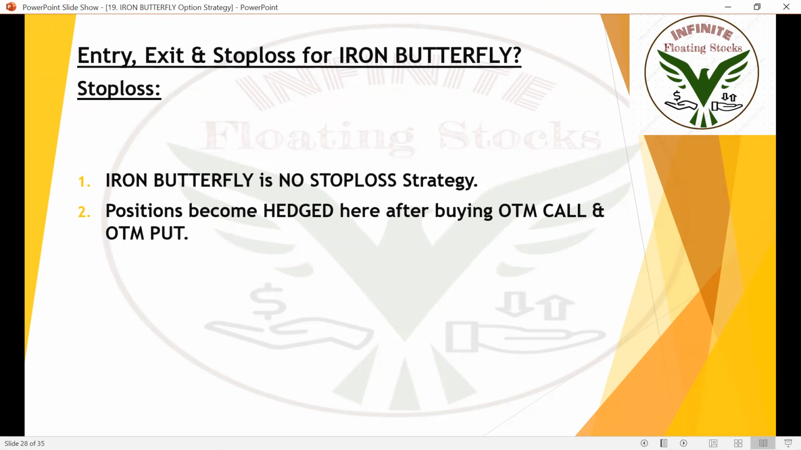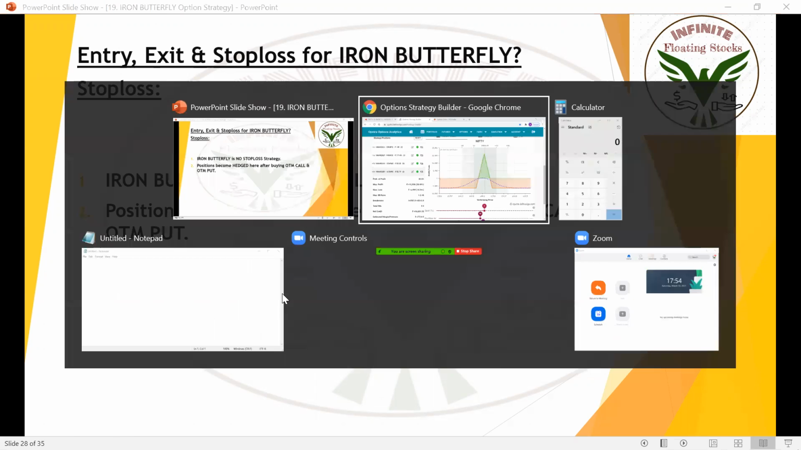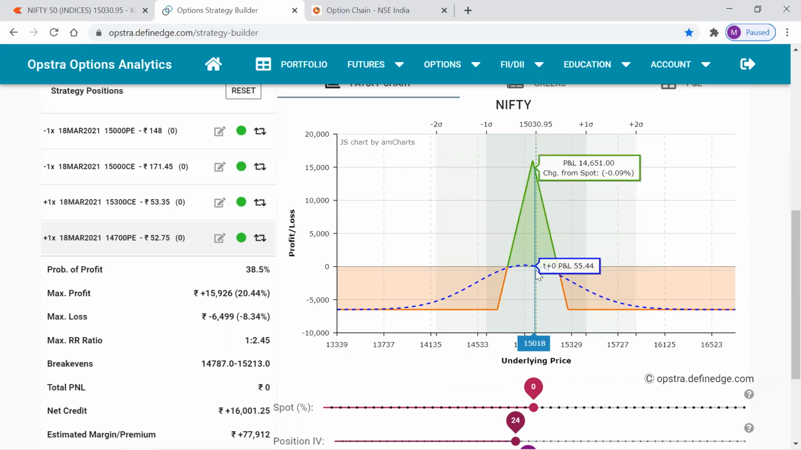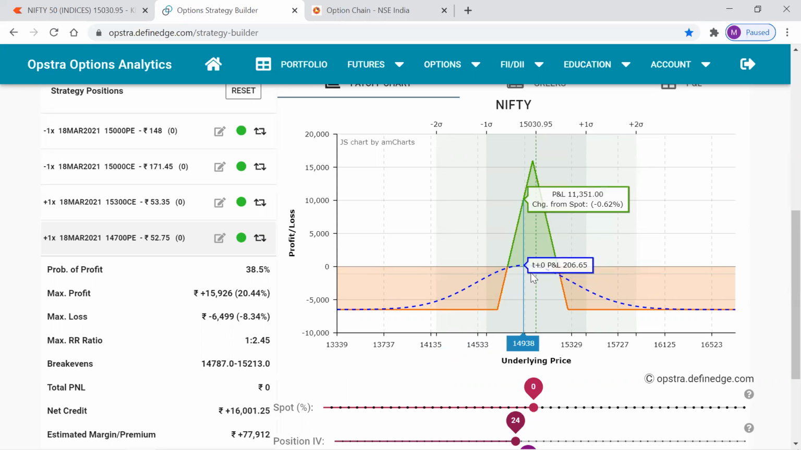And Iron Butterfly is a no stop loss strategy, because the loss is limited. Why would you put a stop loss here? Look at the payoff chart. The loss is limited, right? We'll be losing only 6,499. Against it, we'll be gaining around 13,000, 14,000, or some 12,000 if the market stays at the top of that pyramid according to our analysis.